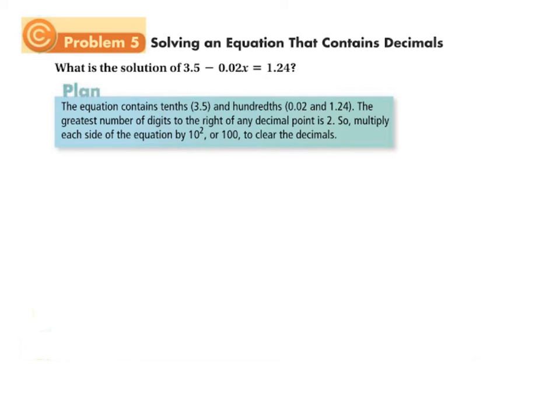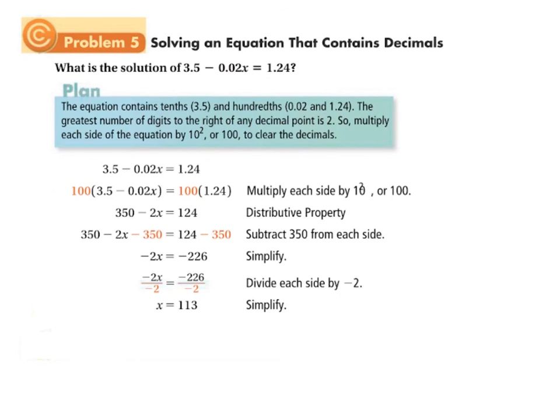Okay, so what does it look like? The equation contains tenths and hundredths. The greatest number of digits to the right is 2, that you're going to need to move it, so you multiply by 10 to the second, or 100, in order to clear those decimals. This is what it looks like. Multiply both sides by 100. This times 100 is 350. This times 100, remember, since it moves it 2 places, you can see that it's 350. Since it moves this 2 places, it's negative 2x. And since it moves this 2 places, it's 124.